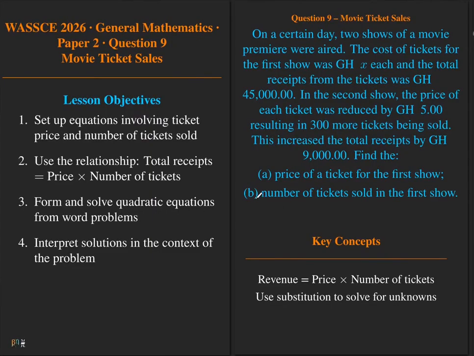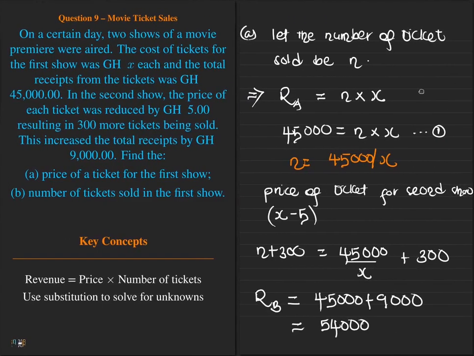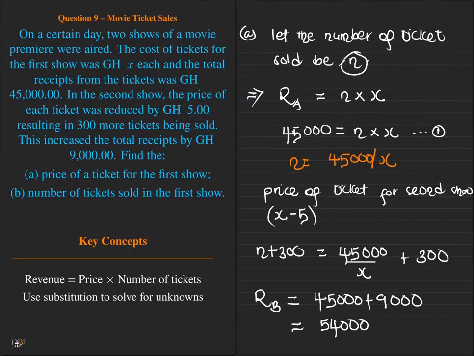And for the next question, it says we have to find the number of tickets sold in the first show. The number of tickets sold in the first show. Remember, I used n to represent that here. So we said, let the number of tickets sold be what? N. And later on upon making n the subject, we have n being equal to what? The 45,000 all over x. We have now solved for that x, so we can do our evaluation.